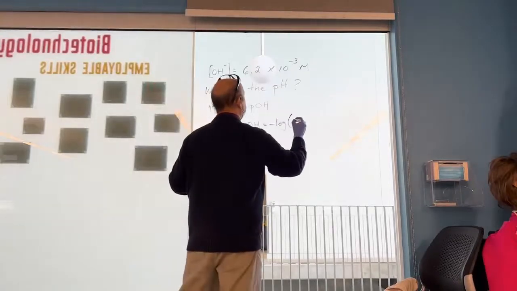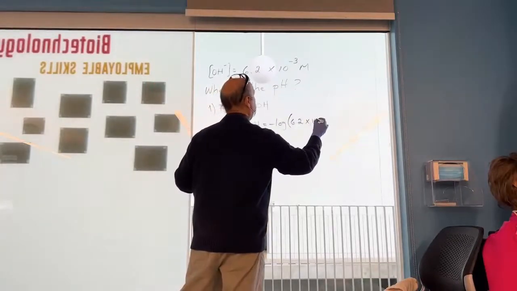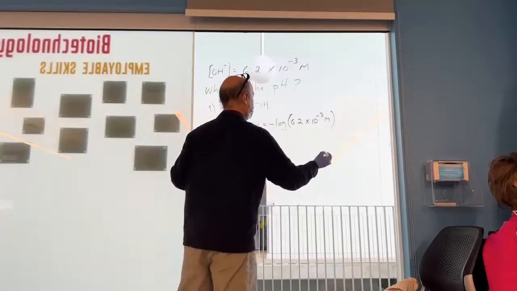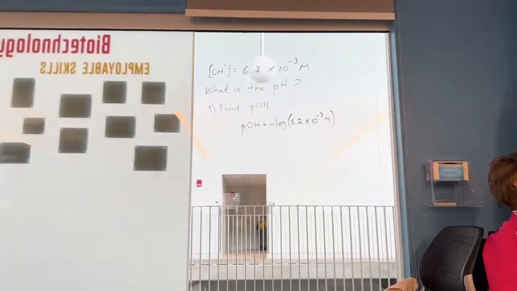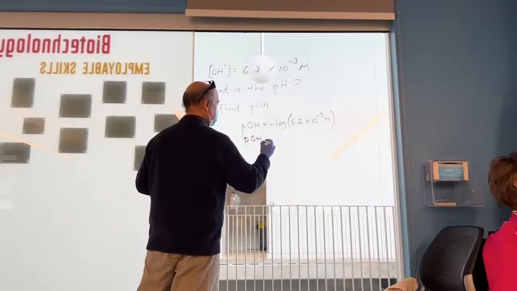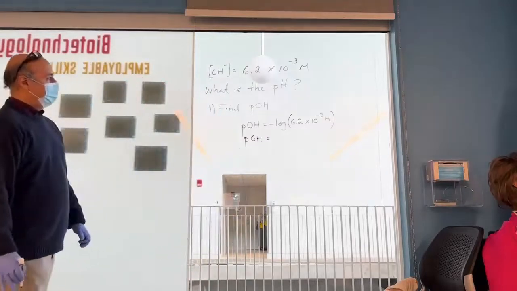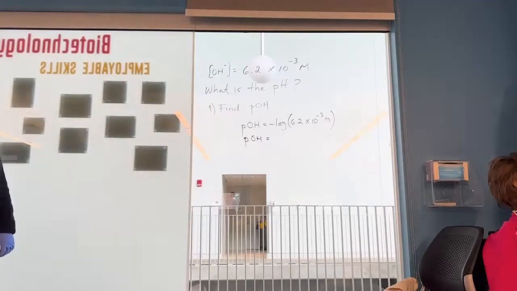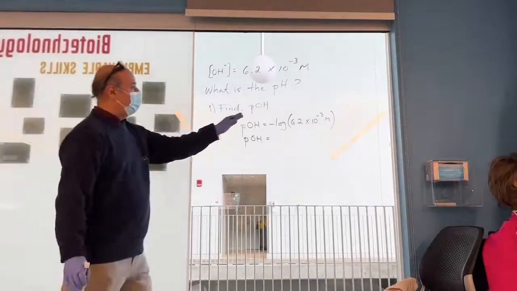So 6.2 times 10 to the negative 3 molar. That's a parenthesis, not a bracket, because I'm including the units. So it's 10 to the negative 3, right? So 6.2 times 10 to the negative 3, get the log of that, and then multiply the result by negative 1, and what do you get? 2 point... Sounds about right. It should be a number around 2 or 3.